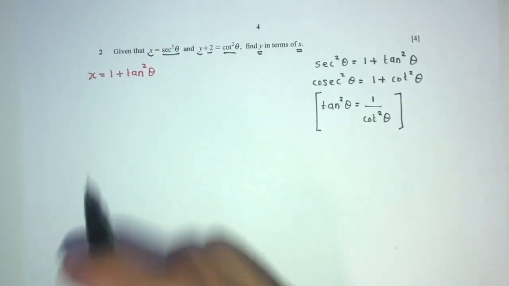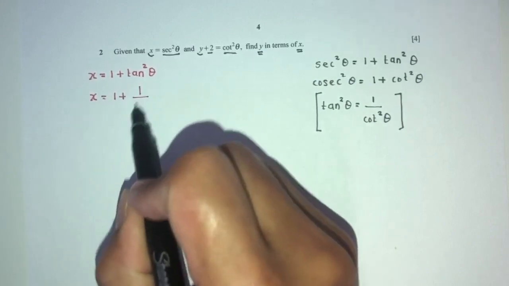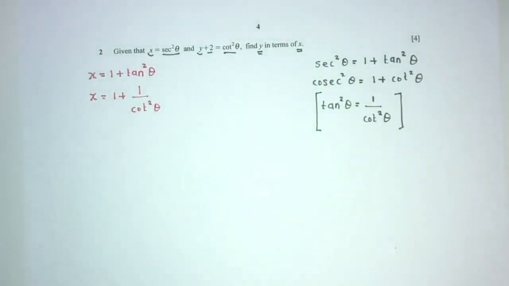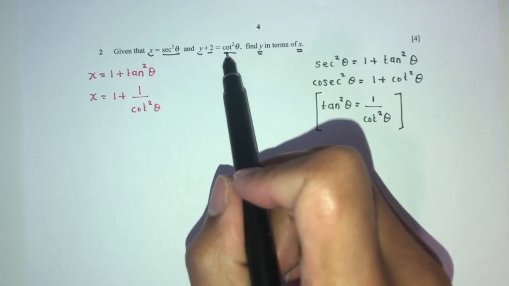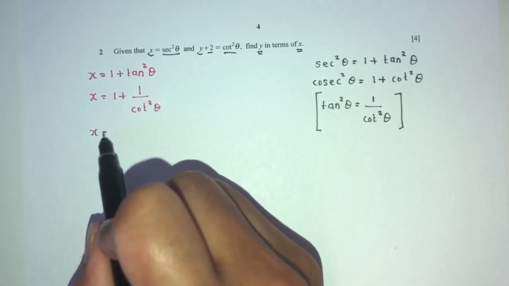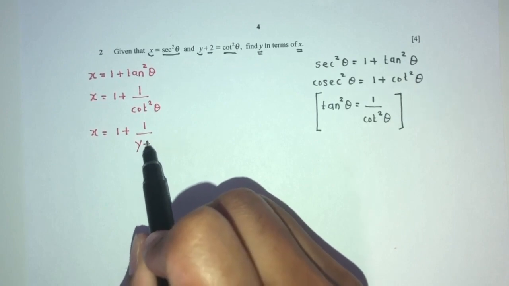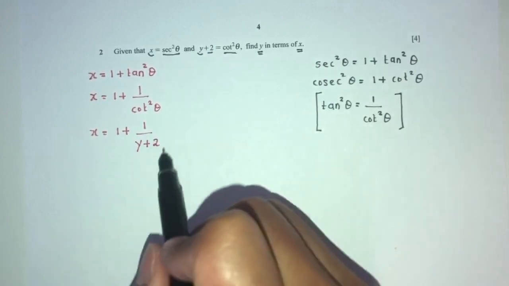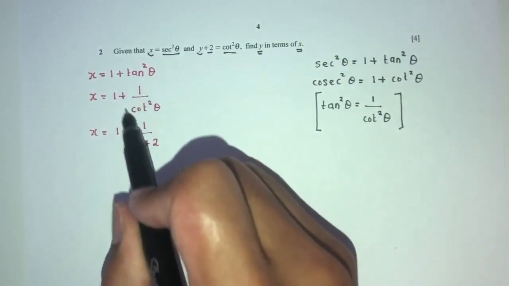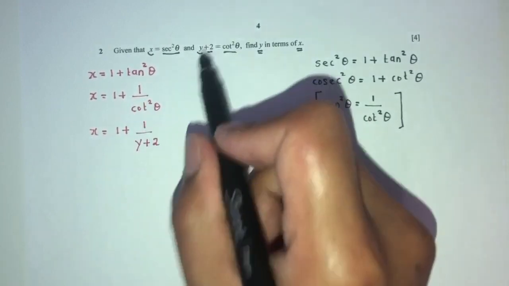So let's replace. Let's see what happens. So you have x here, 1 plus 1 over cot square theta. Now we can definitely replace the cot square theta by this value. You will have x is equal to 1 plus 1 over y plus 2. Why can we do this? Because we know that cot square theta is y plus 2. So once we express this in this way, we understand that this also represents this. We can replace this by this in this equation.